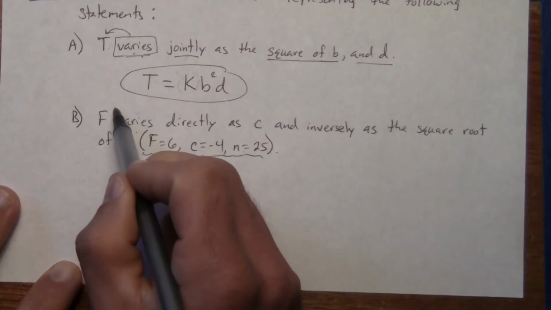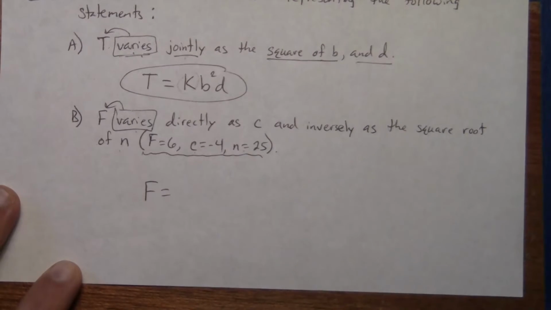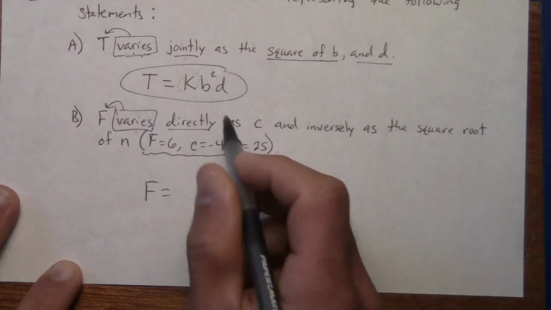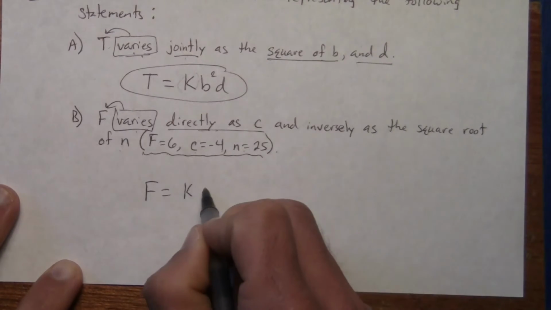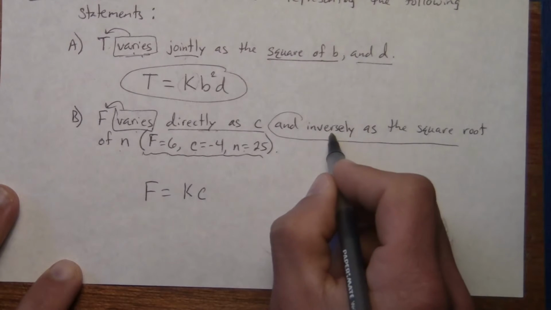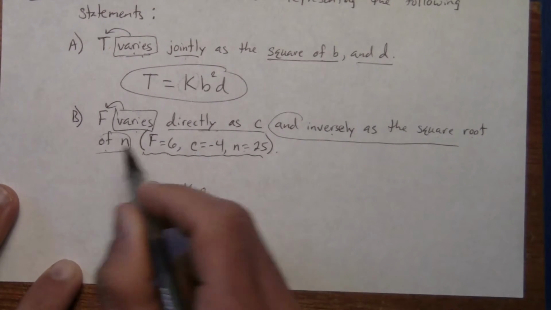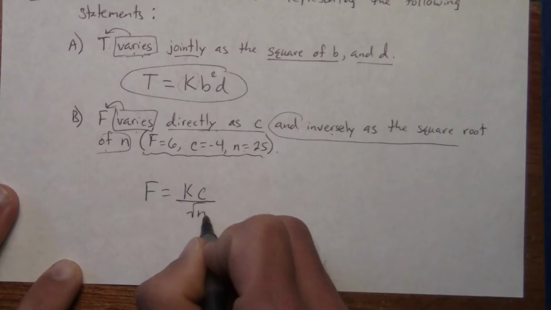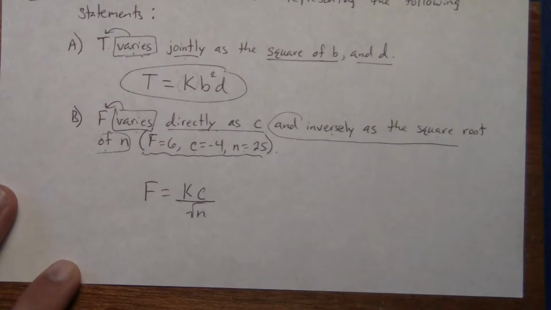So again, look for the word varies. There it is. What do you see on the left side? It's f. So it's going to be f is equal to, now it varies directly, which means k is getting multiplied by c. And inversely means to divide, so I'm going to divide by the square root of n. And so if you were doing a problem like letter A, that's the answer that you would have.